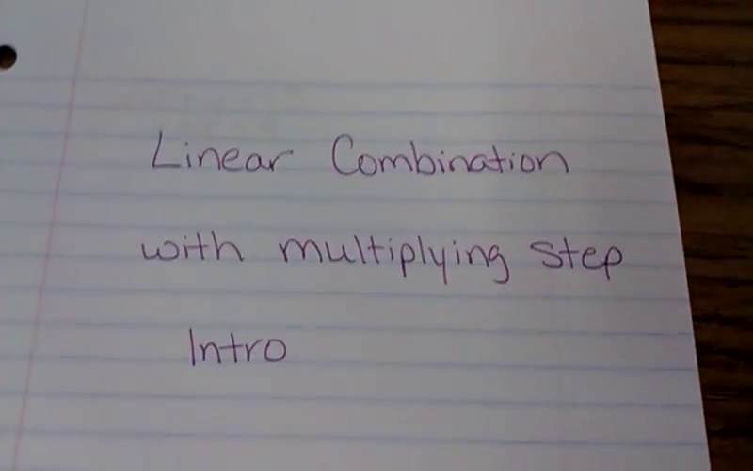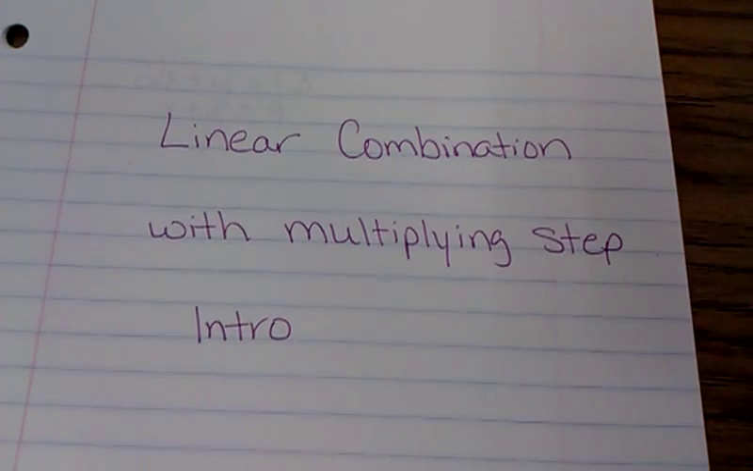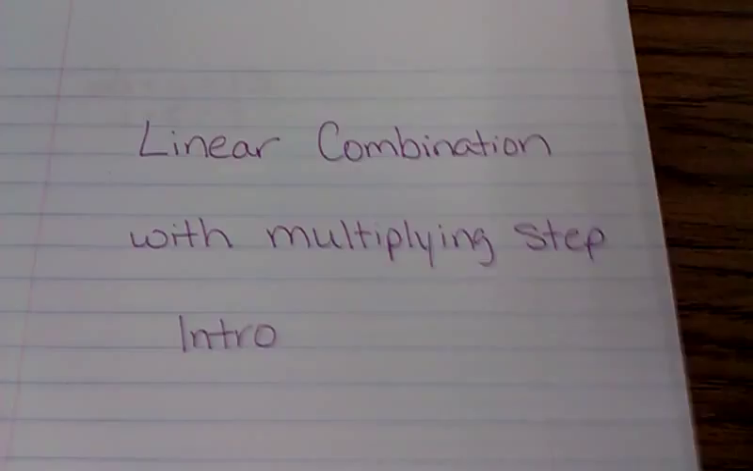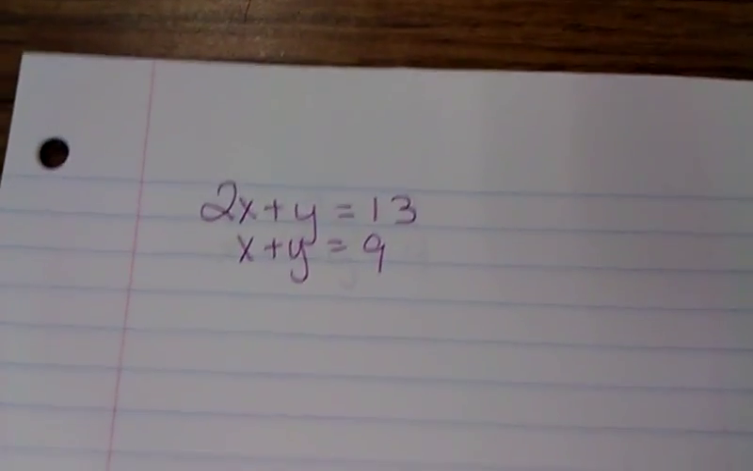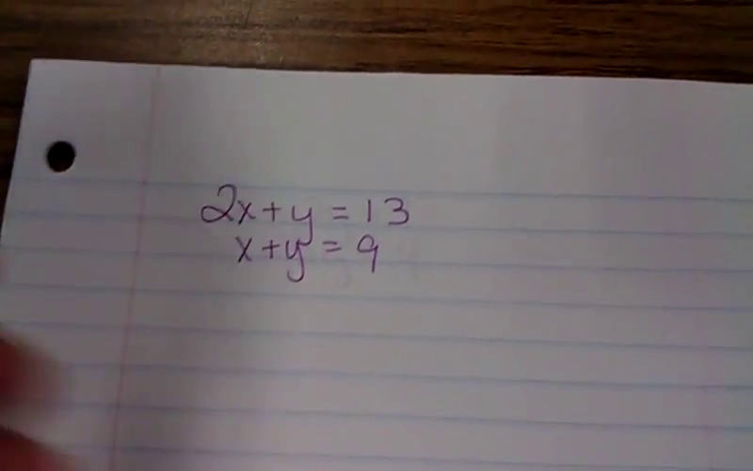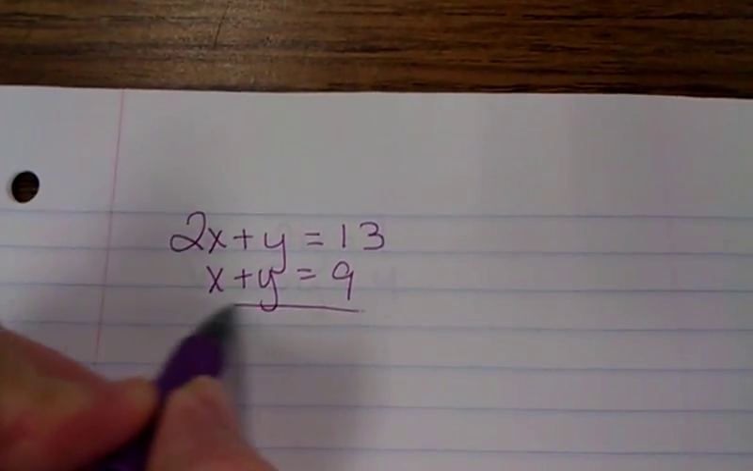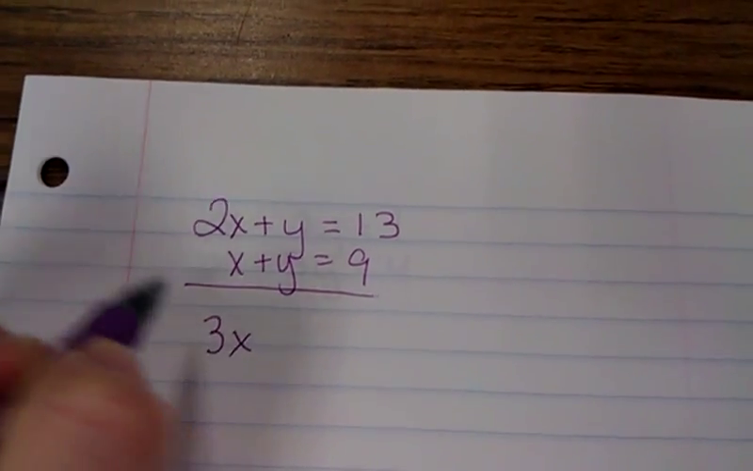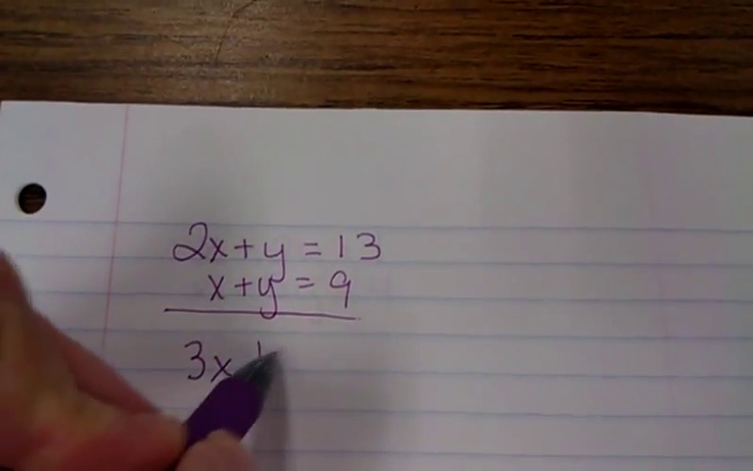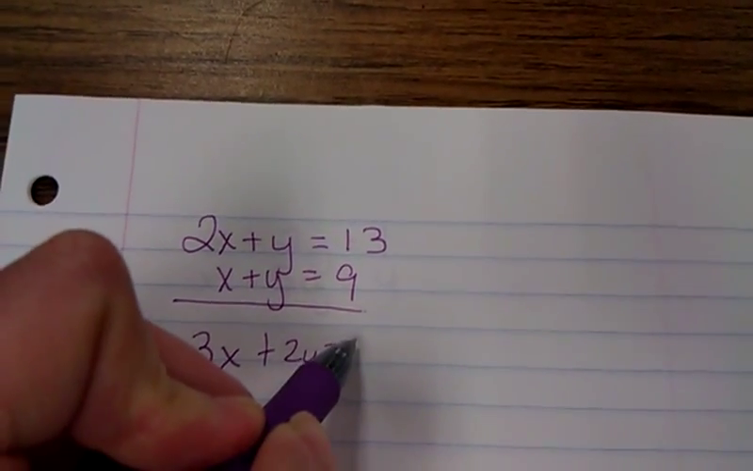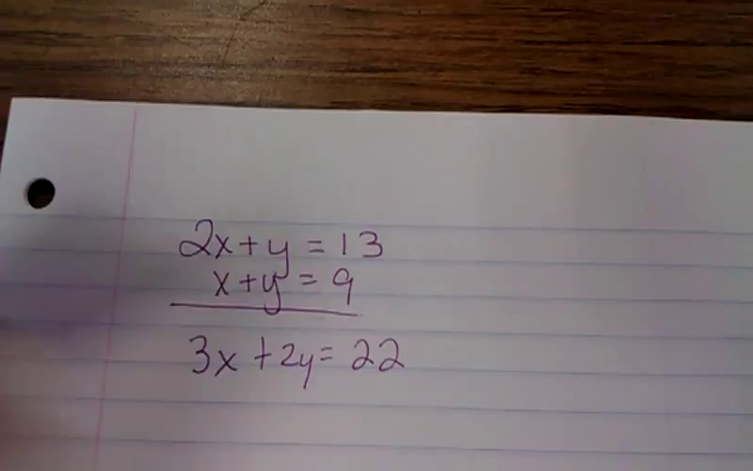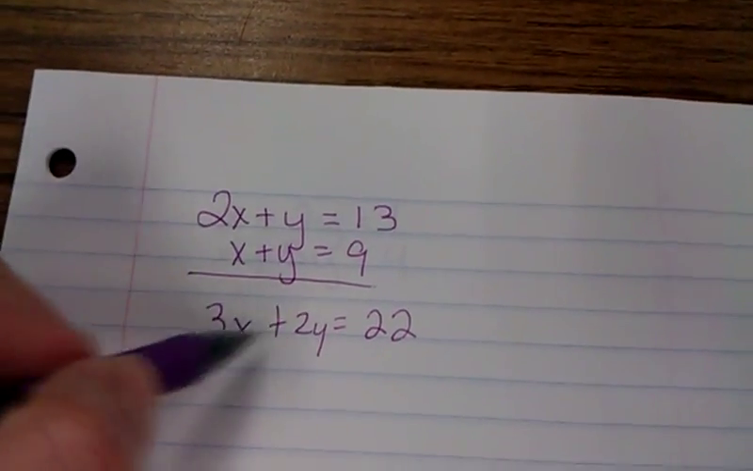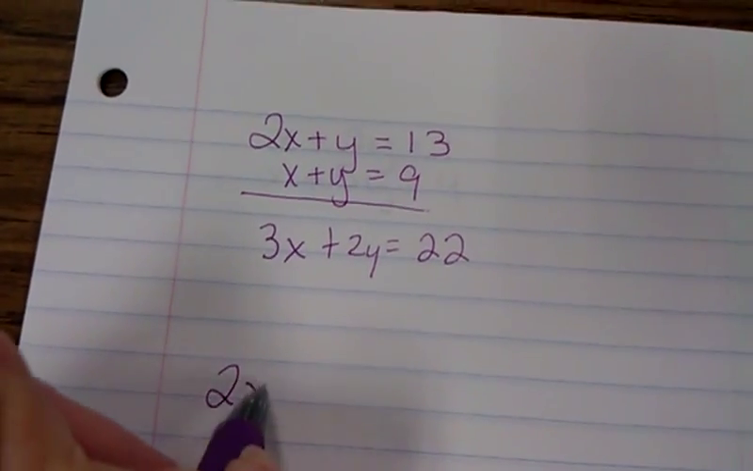Okay, now we're going to start with the next step for the linear combination. In the first ones we were able to eliminate one of the variables right away. In this one, if I went through and tried to eliminate right now, I'd draw a line and I would get 2x plus 1x, which is 3x, y plus y, which is 2y, equals 22. Well, that doesn't really help me because I need one of these letters to cancel out. So let me rewrite the problem here.